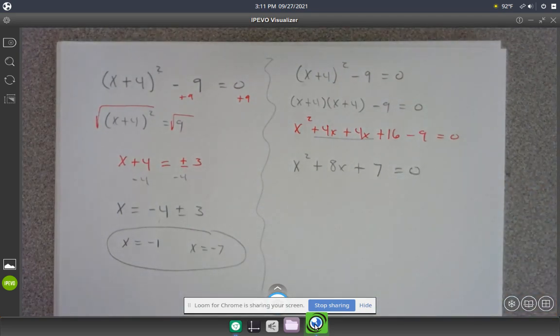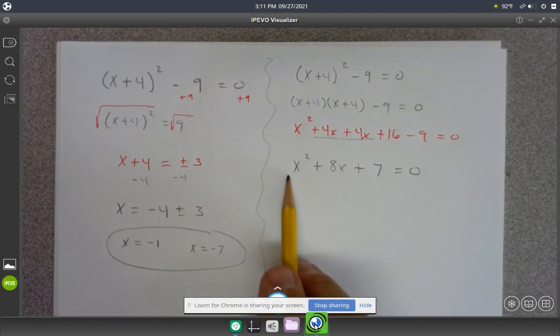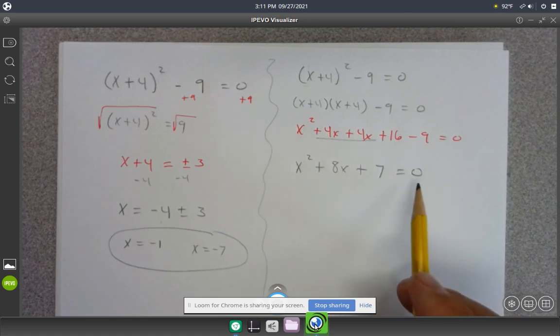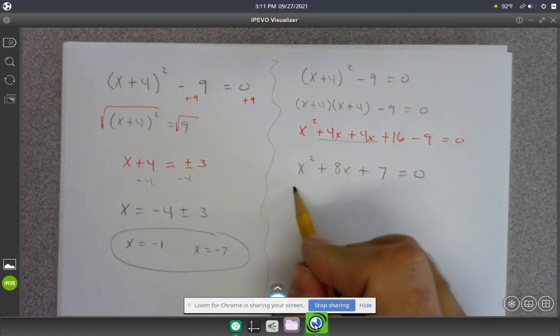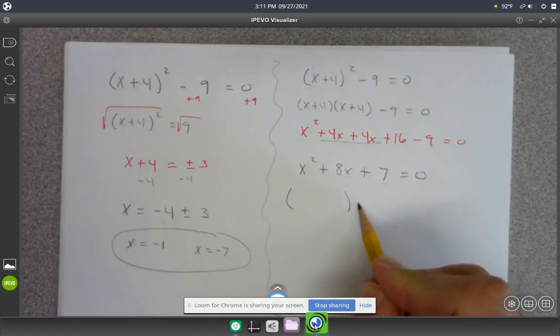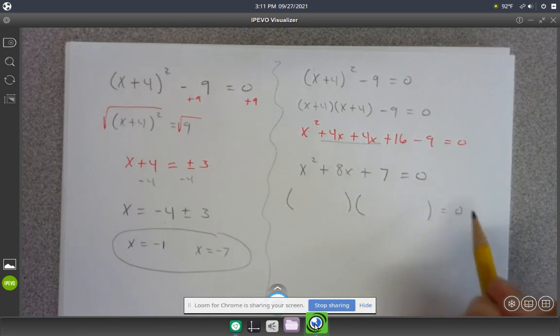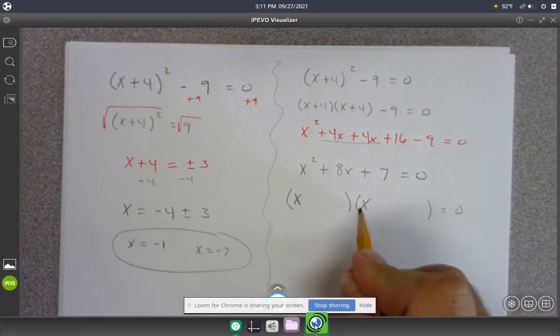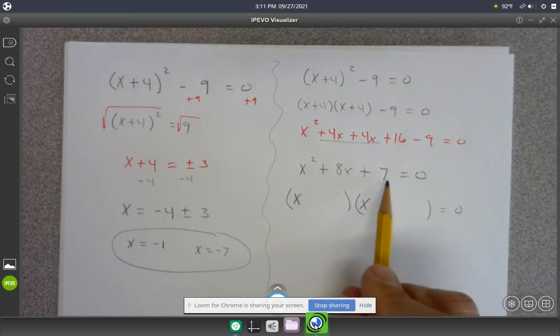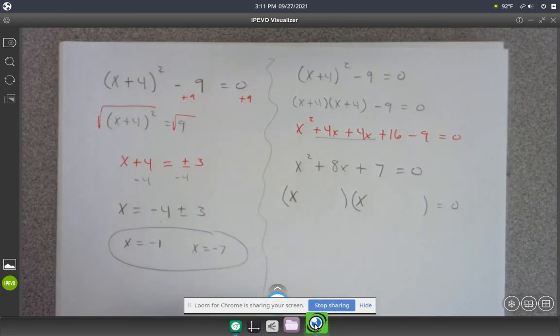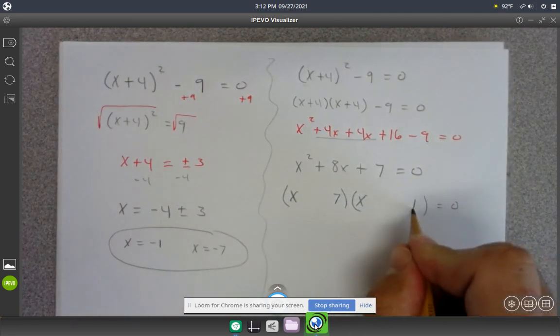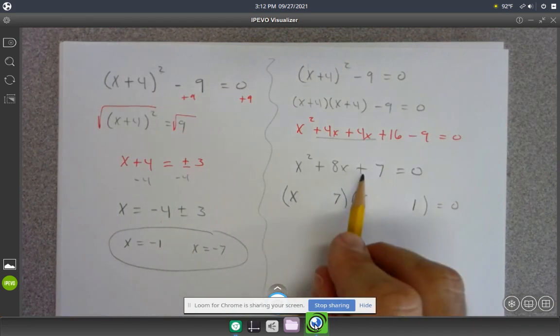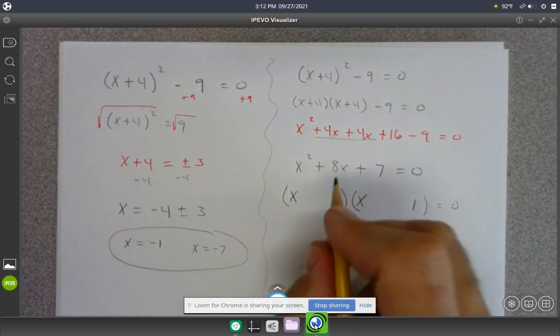All right, so we simplified it, but now this one can be solved by factoring. I'm going to take this expression, and because it's equal to 0, I'm going to write it in factored form. So, this has got to be an x and an x. I need two numbers that multiply to 7 and add up to 8. 7 and 1. Same signs, and they're both positive.